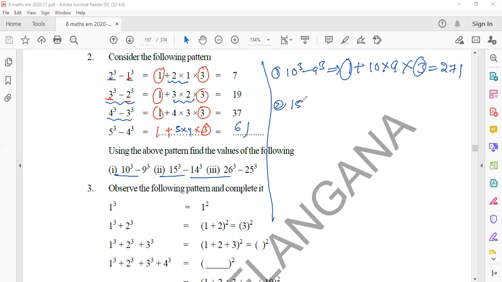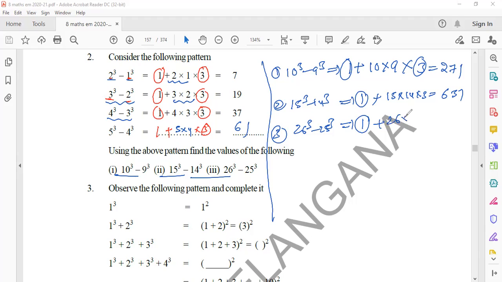The second case, 15 cube minus 14 cube. The format is 1 plus 15 into 14, then you multiply with 3, and you are going to get an answer. So the answer becomes 631. It's very clear. Then go to the third case, 26 cube minus 25 cube. The pattern is the same: 1 plus 26 into 25 into 3. You're going to get an answer of 1951.